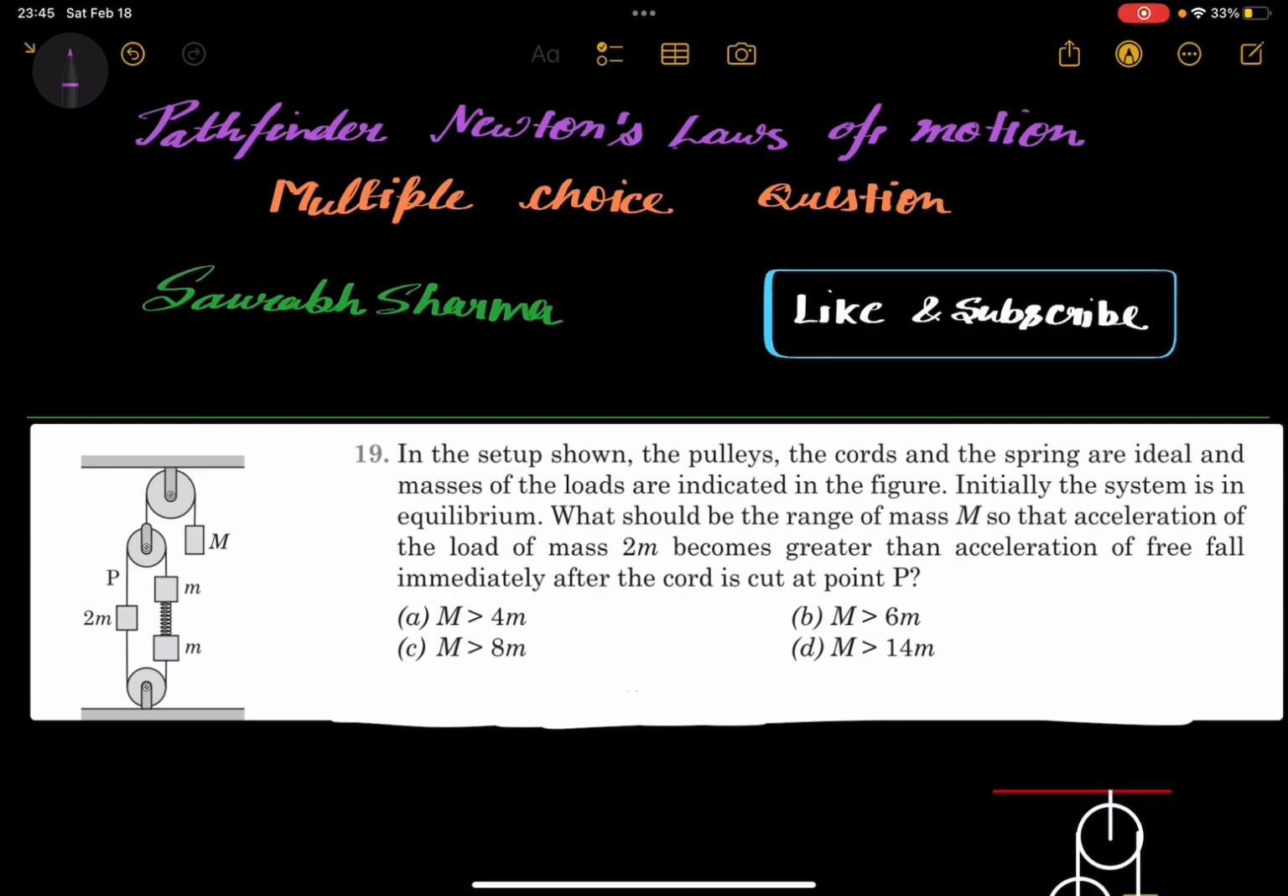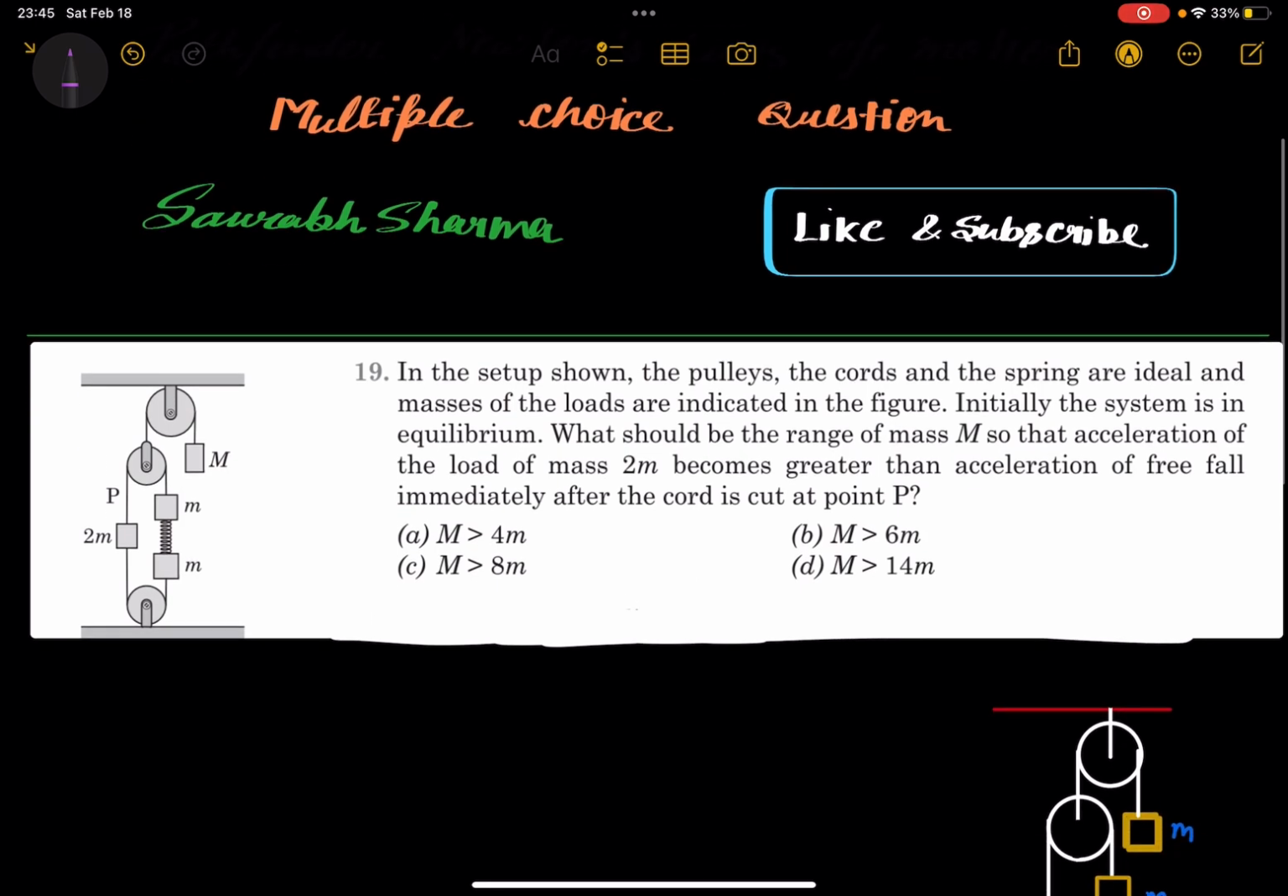Hello friends, I am coming with question number 19 of Pathfinder Newton laws of motion. What is the wording of this question? The question is saying that in the setup shown, the pulleys, cord and the springs are ideal and massless. Masses of the loads are indicated in the figures. Initially the system is in equilibrium.